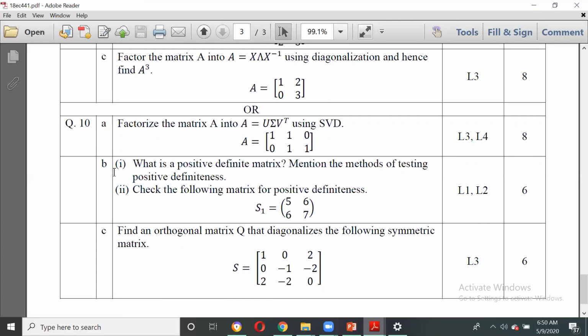So 10B. 1. What is a positive definite matrix? Mention the methods of testing positive definiteness.